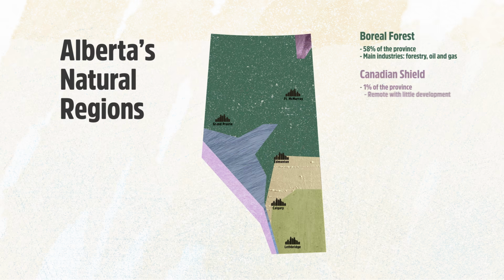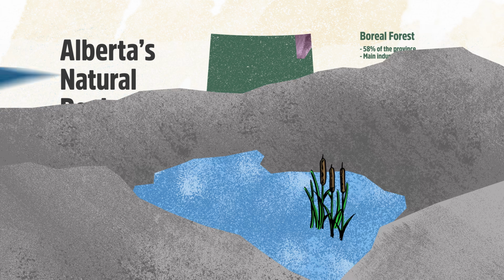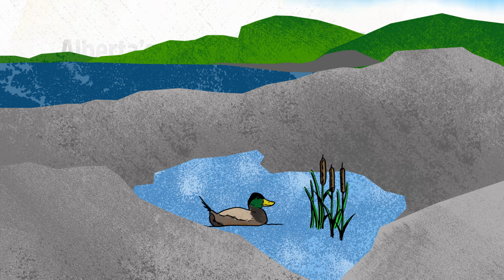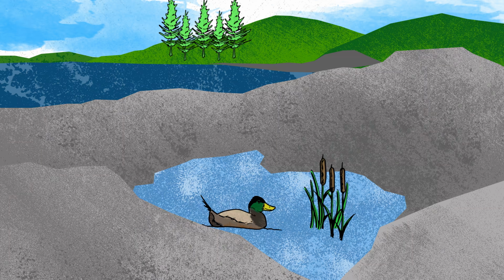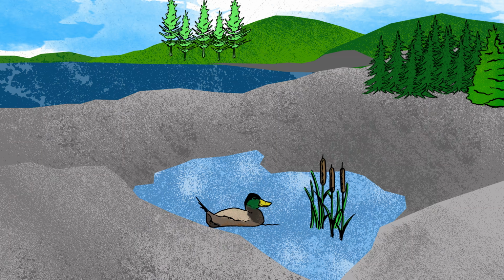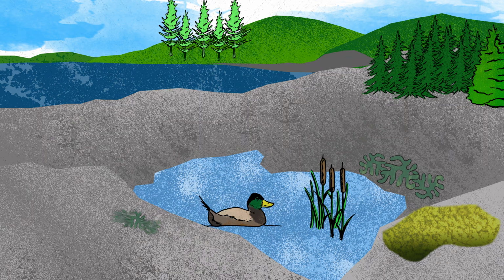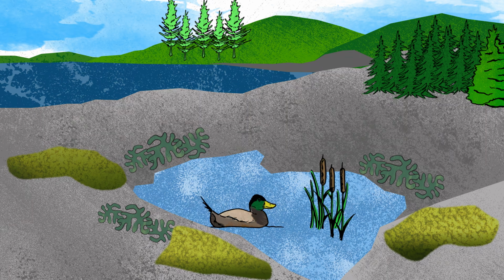The Canadian Shield occupies the small northeastern corner of Alberta, only 1% of Alberta's total area. This area contains numerous lakes and supports jack pine forests on the uplands and black spruce bogs in the lowlands. The ground is covered with lichens and moss. Alberta's portion of the Canadian Shield is remote, with little development. In other portions of the Canadian Shield, forestry and mining are the prevalent land uses.